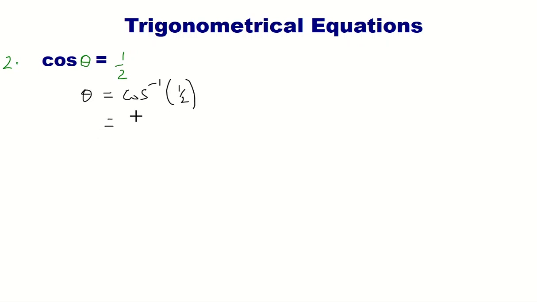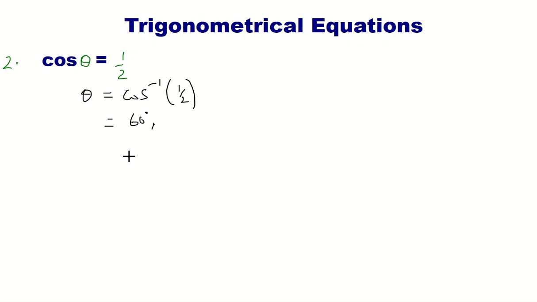What is cos inverse of a half? This one you can even know. We looked at how to find the ratios of 60, 30, and 45. You should know that this is already a 60, that cos 60 is a half. Now this is one of the values. So we said for cos and sine, we expect 2 values.